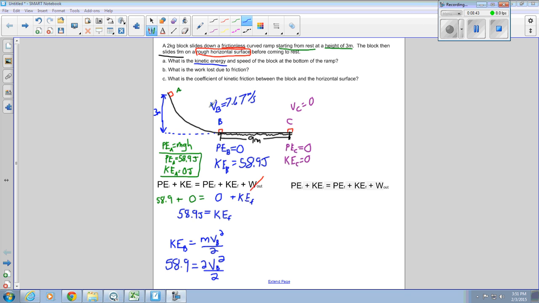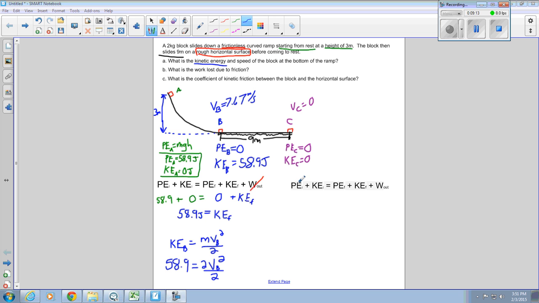Now, it doesn't matter where you take it from. If you go from B to C or A to C, because this part's frictionless, it doesn't matter. Okay, if there was friction here, and we need to account for that, that changes the problem up a little bit. But let's take it from B to C. It just seems a little more logical, a little more straightforward.